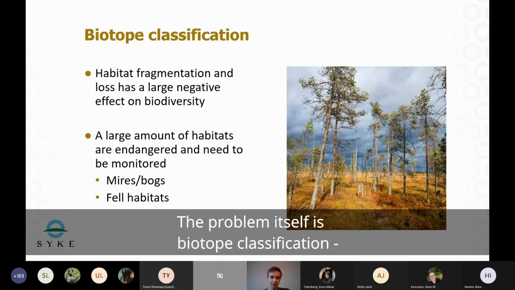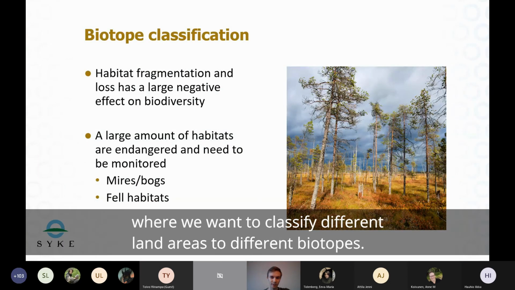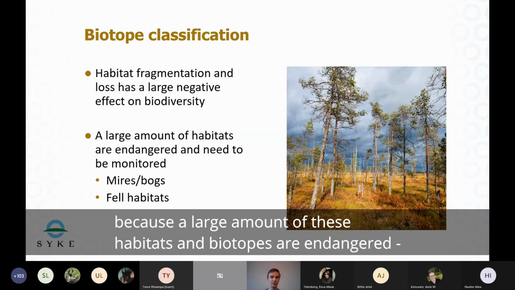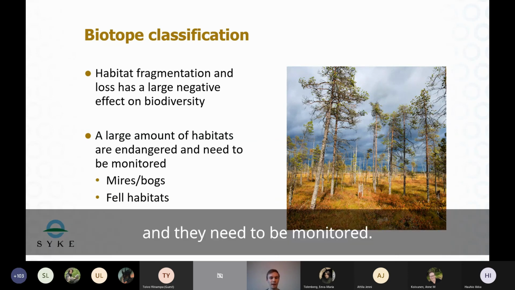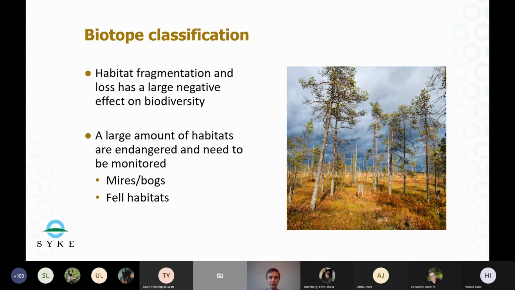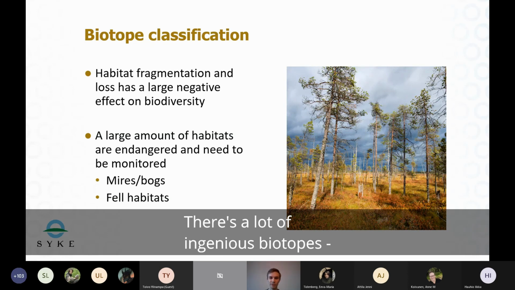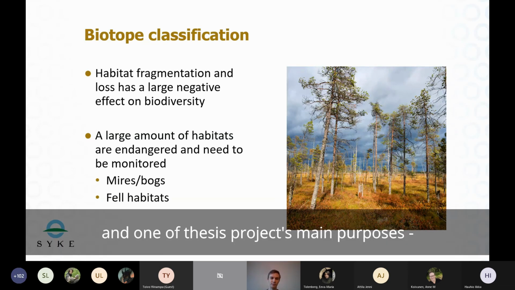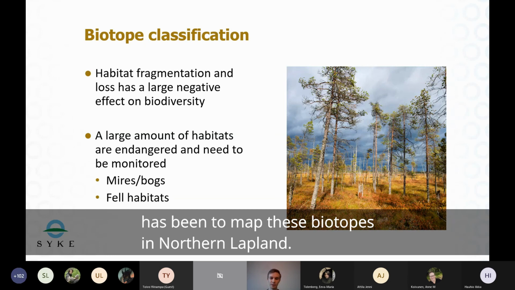The problem itself is this biotope classification, where we want to classify different land areas to different biotopes. And this is important because a large amount of these habitats and biotopes are endangered and they need to be monitored. And there are quite a lot of indigenous biotopes typical to northern Lapland. One of this project's main purposes has been to map these biotopes in northern Lapland.